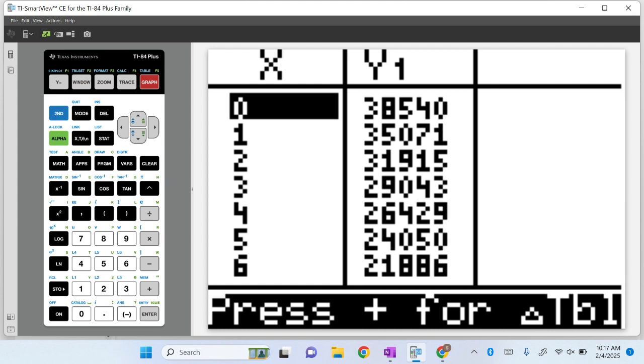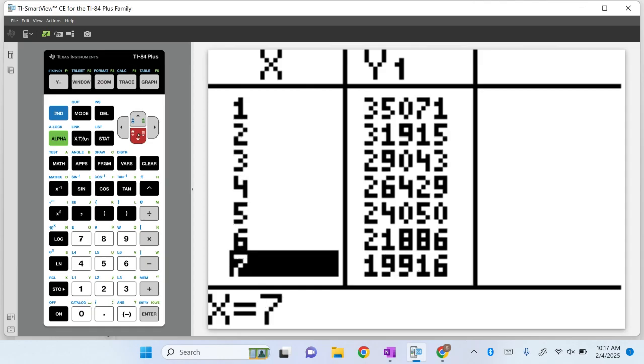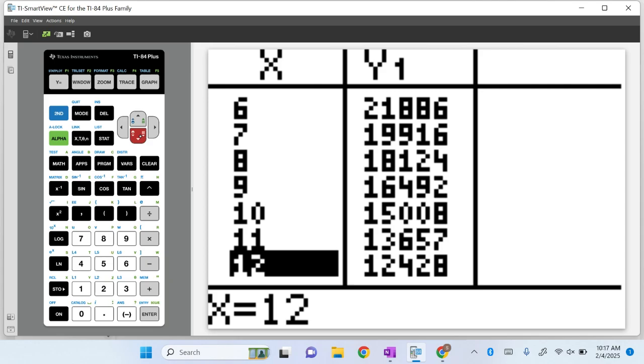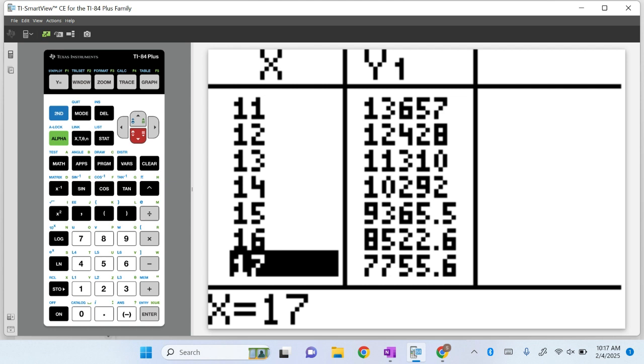So I'm looking for when the y values start going below $8,000. The first y value that goes below $8,000, that x value is our answer. So use your up and down arrow keys, and just keep going down your table, because remember the x values are increasing. Look at the y values and stop when you see the first y value below 8,000.